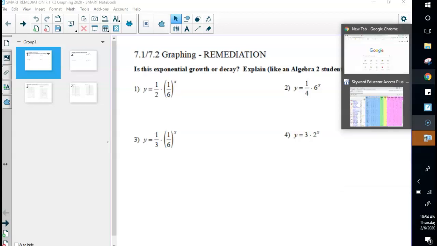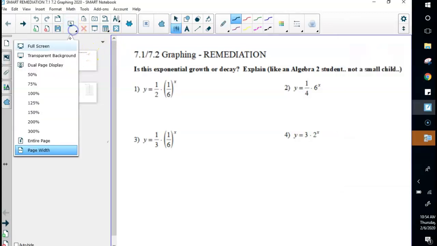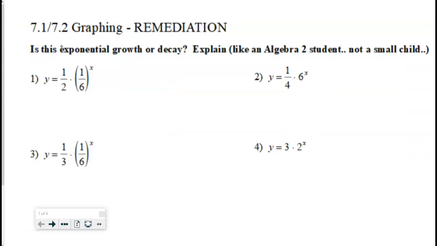So this is the remediation for 7.1/7.2, part A, where we're just graphing all of the exponential growth and decay functions, and we're understanding how their equations work out. So I'm going to do a few problems together, remind you about some things, and then everything else is for you to complete. So remind yourself about the exponential function.